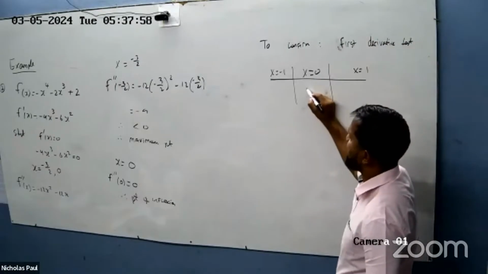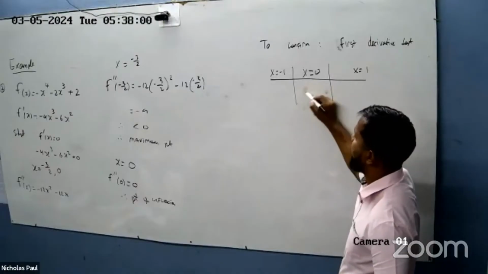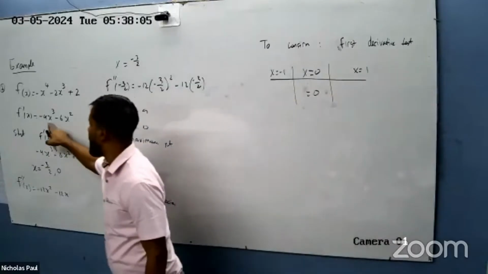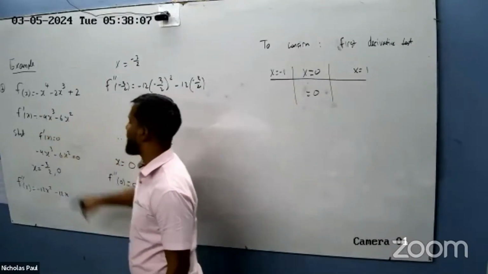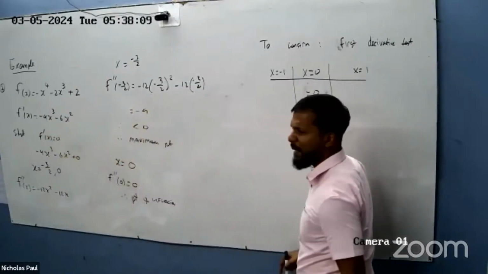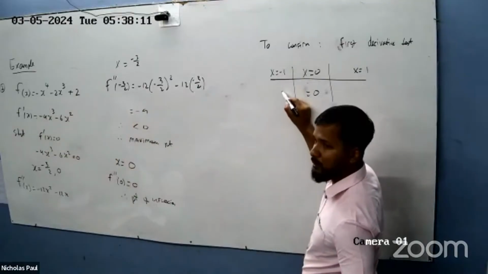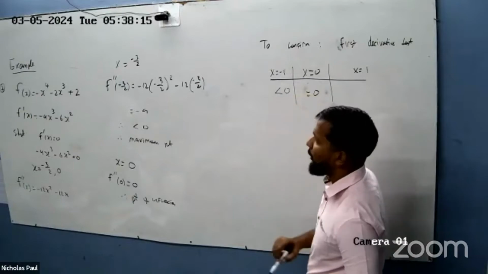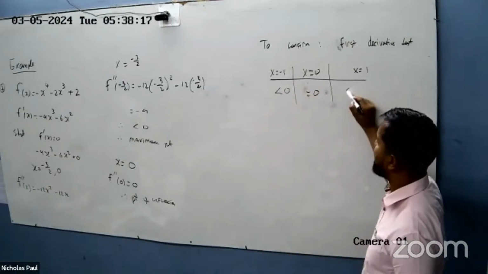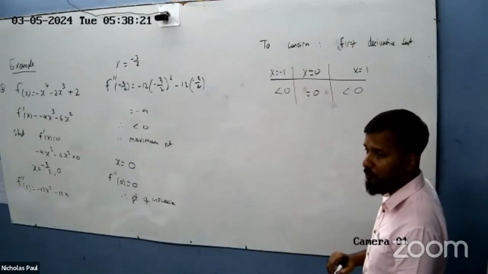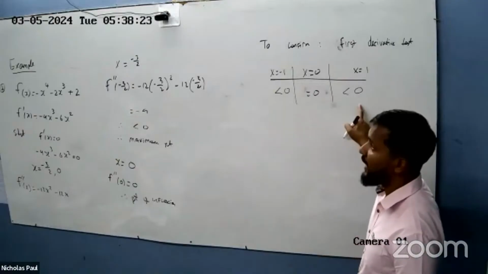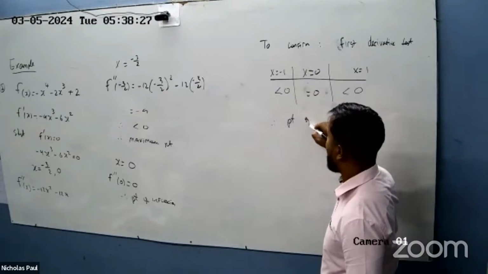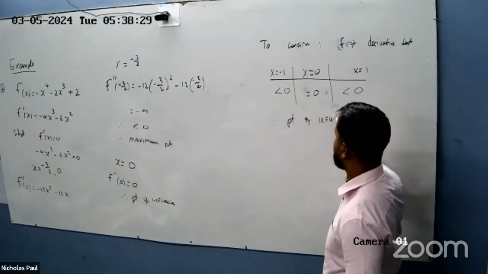So the first derivative here, we know the first derivative here is equal to 0. Plug in minus 1, I get less than 0. Plug in 1 now, less than 0 again. No sign change, therefore, point of inflection.